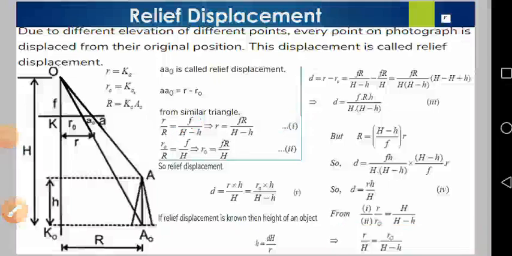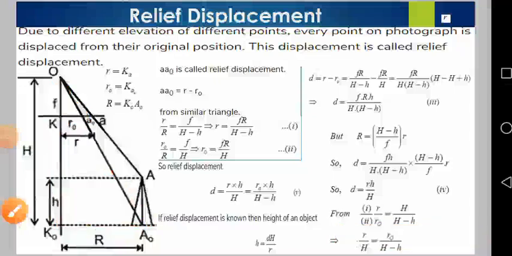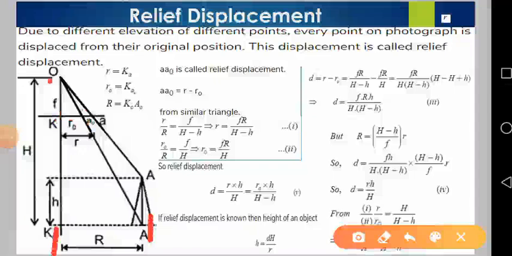Similarly, if you take another triangle, the similar triangle concept can again be applied to this particular triangle and this large triangle. Now if we take these two triangles, r naught is the base of this smaller triangle, so r naught divided by r is nothing but capital R equal to focal length f divided by capital H.